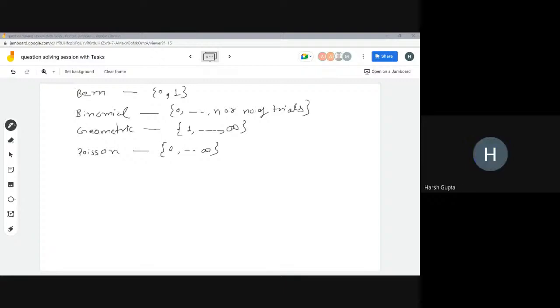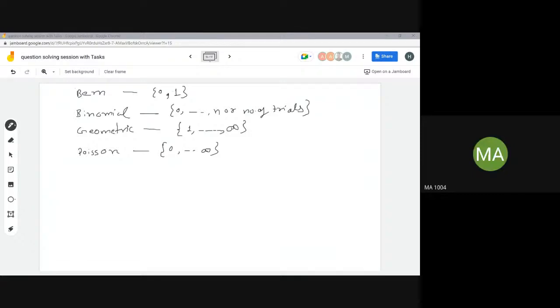Could you just add hypergeometric and negative binomial also to this list? Hypergeometric, I can share the notes. I haven't prepared for hypergeometric and negative binomial distribution. I need to prepare before telling anything. Will we be getting questions on that in this week? I can't say whether we'll get the questions or not, but they are very rare questions.